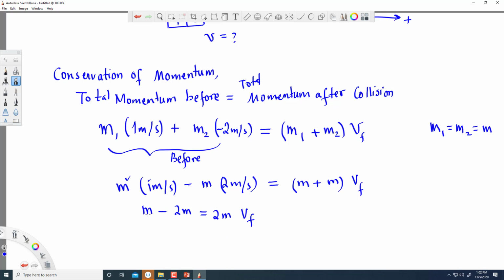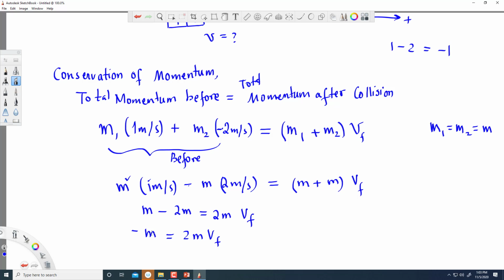So m minus 2m, what is that? Yeah, negative 1m. I can just write minus m. It's like 1 minus 2 is minus 1, right? So m minus 2m is minus m. That is equal to 2m Vf.